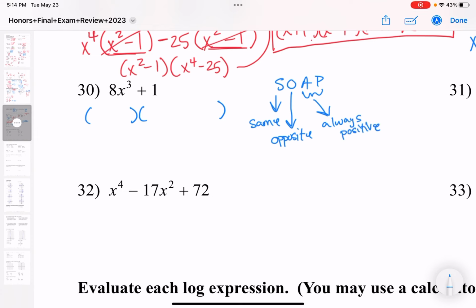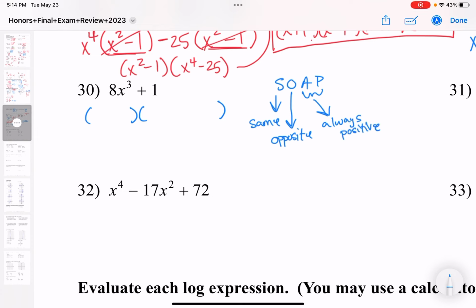Next it says O, opposite. Well, the opposite of plus is minus. And then the last part, AP, always positive. So it's got to be a plus. All right? So those are my signs here. Okay, so now for the first parentheses. To get those numbers, you've got to take the cube root of both numbers.